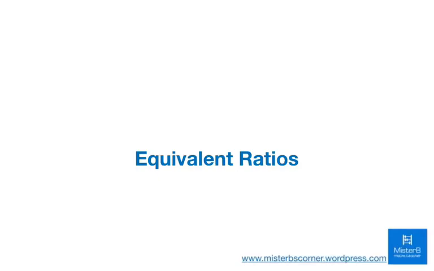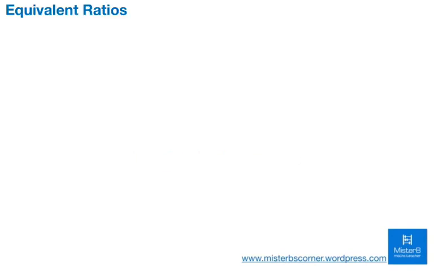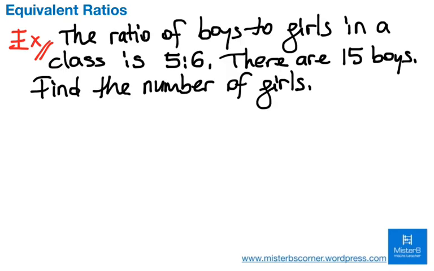In this video we are going to talk about equivalent ratios. Now let's look at this example. The ratio of boys to girls in a class is 5 to 6. There are 15 boys. Find the number of girls.